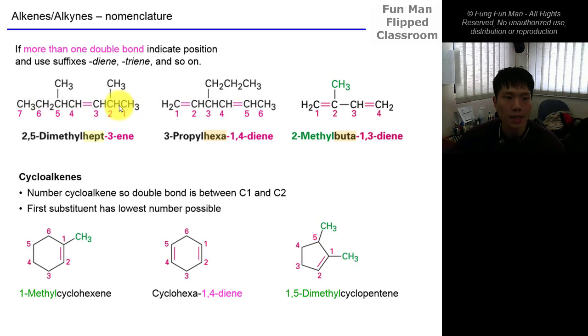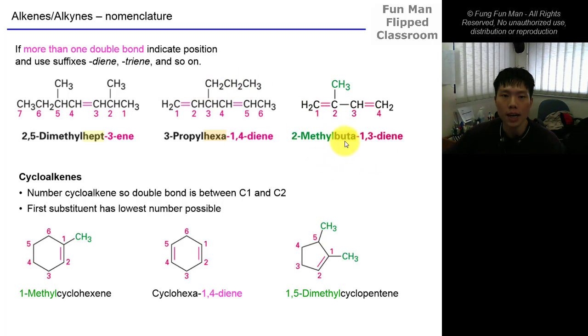7-carbon straight chain, containing the double bond between the third and the fourth position. 3-propyl hexa-1,4-diene: first and second carbon double bond, fourth and fifth carbon double bond, so diene. Third carbon we have a propyl group.